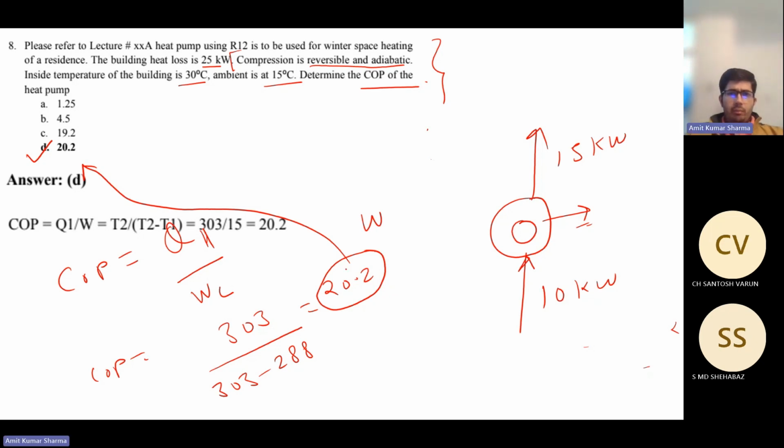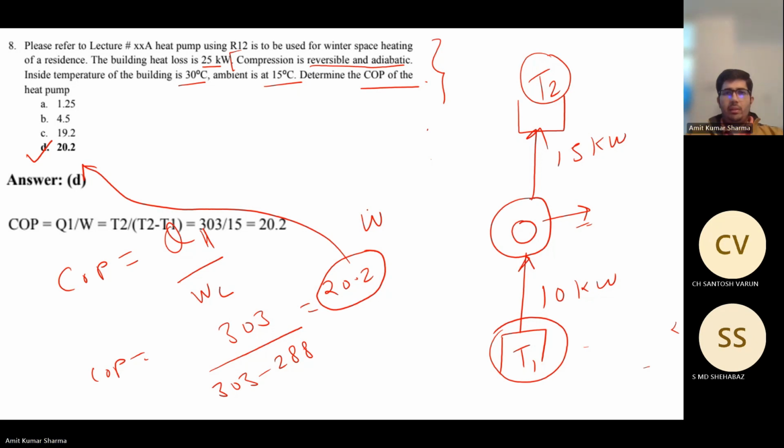So the both other limits are fixed. This is T1 and this is T2. So both T1 and T2 are fixed temperatures. We have already fixed the conditions, and we have been given that the compression is reversible and adiabatic. So what is your doubt? Your doubt is that this process, is it reversible or not? Am I right?